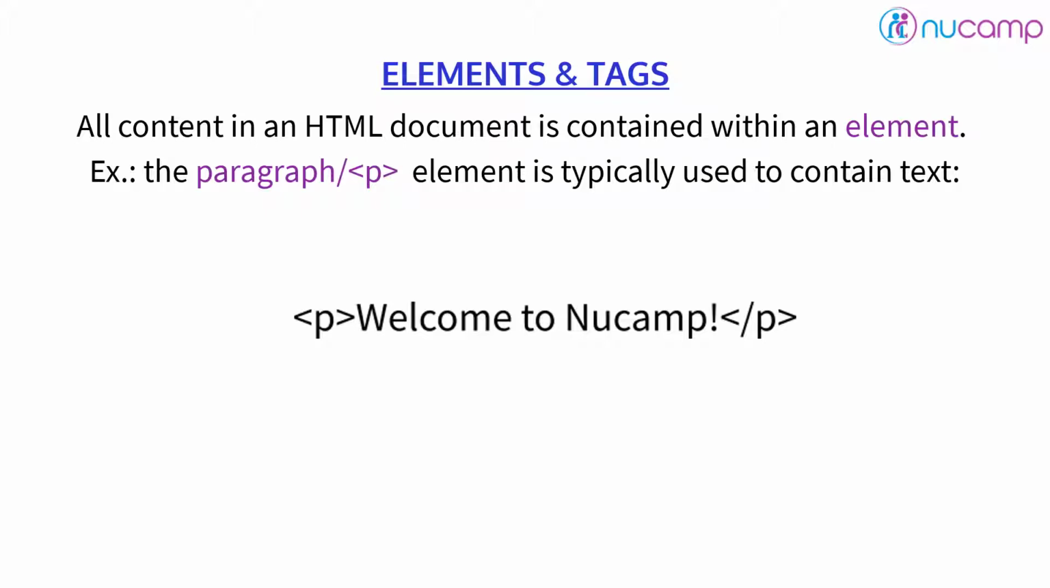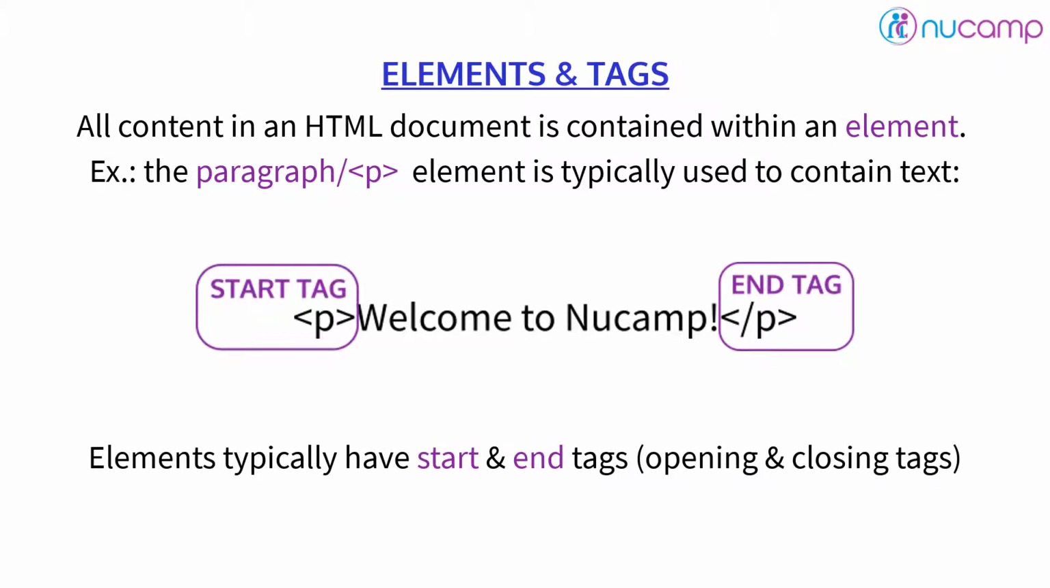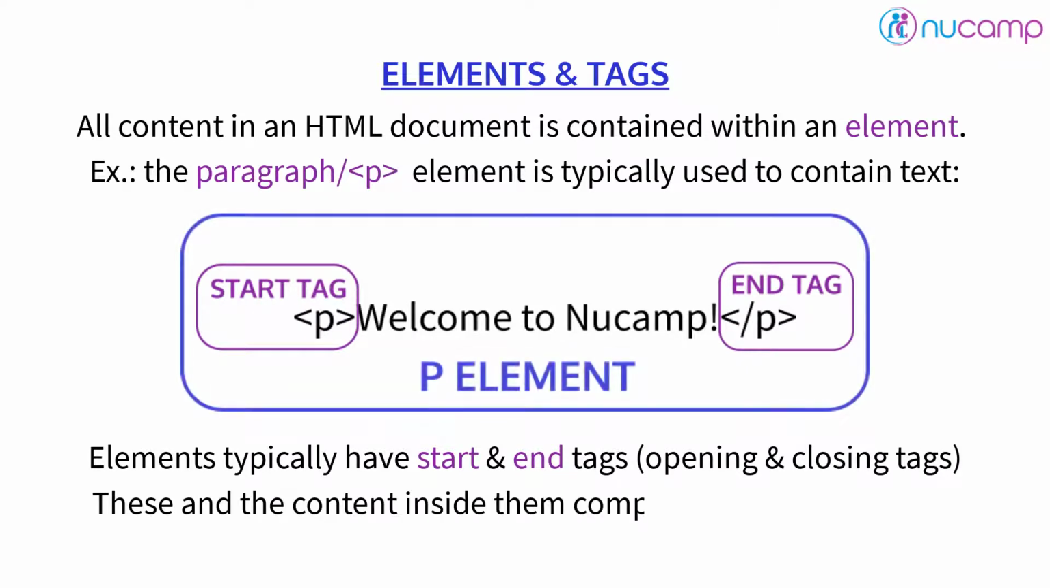Most elements are comprised of a start tag that signifies the start of the element, an end tag that signifies the end of the element, and content between the tags. Both tags contain the name of the element enclosed in angle brackets. The end tag has a / in front of the element name, as you can see here. These are also called the opening and closing tags. These tags plus the content inside the tags, all taken together, compose the entire element.